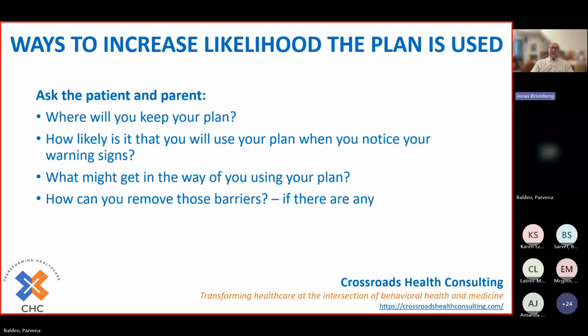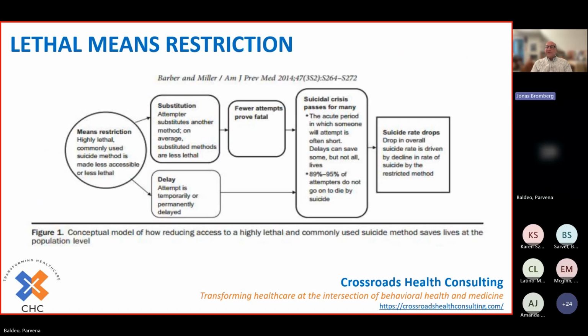And the simplest way to increase the likelihood that the plan is going to be utilized is to ask the patient these sorts of questions. Where are you going to keep the plan? How likely do you think it is that you're going to use the plan? What might get in the way of you using the plan? And what can we do to remove those barriers if they say there are things that are going to get in the way? So helping the patient prepare, and think through the process of where this is and how am I going to use it when the need arises, is going to really increase the likelihood that the plan is going to be used and helpful to the patient and family. Next, please.